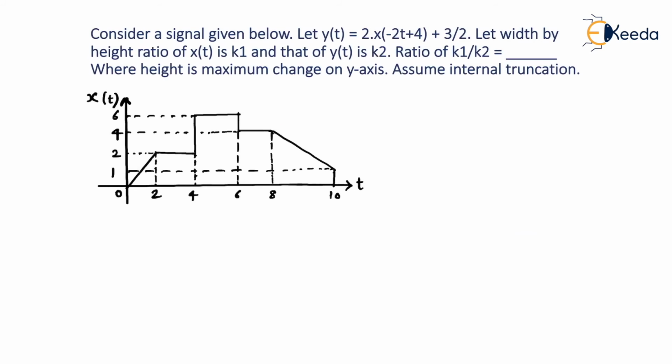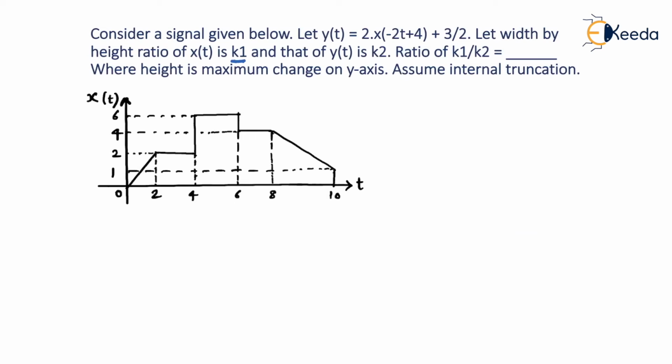Let's move to the next problem. So what is given in this problem? Consider a signal given below. Let y of t, again it is given in terms of x of t. Again it is added with 3 by 2. Let the width by height ratio of x of t be k1.